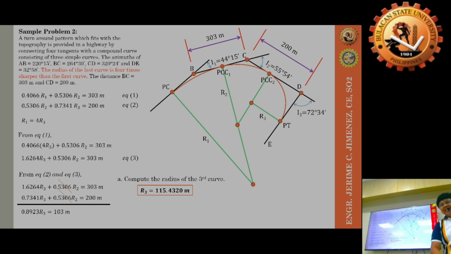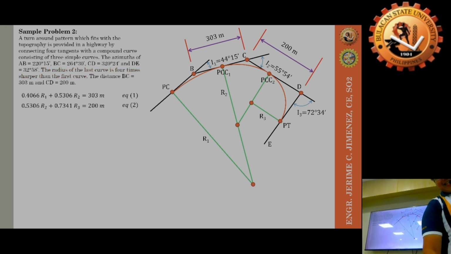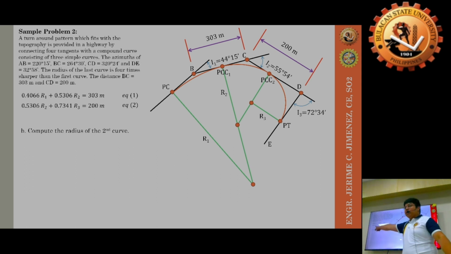Okay na? Tuloy natin. Nakuha natin ang radius of the third curve. Next question sa atin is, compute the radius of the second curve. Pwede nyo gawin ganito: nakuha nyo R sub 3, pwede nyo siyang i-substitute sa equation number 2 para makuha si R sub 2.